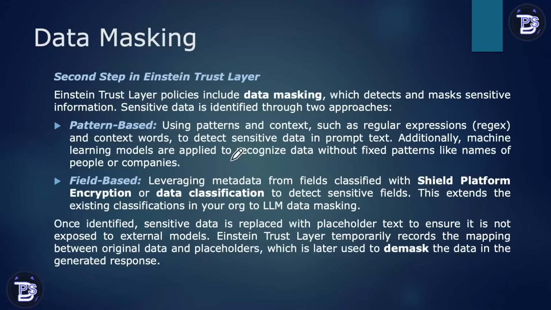The LLM is also trained in such a way that even if no pattern is identified, it can still mask information like the name of the customer or the name of the company. The second pattern is field-based, where metadata can be leveraged to identify if a field is marked as encrypted with the help of Platform Shield Encryption, or based on the data classification, sensitivity label, or classifications like PII, HIPAA, or any other laws enforced by various countries. So the LLM is also going to take that into consideration.